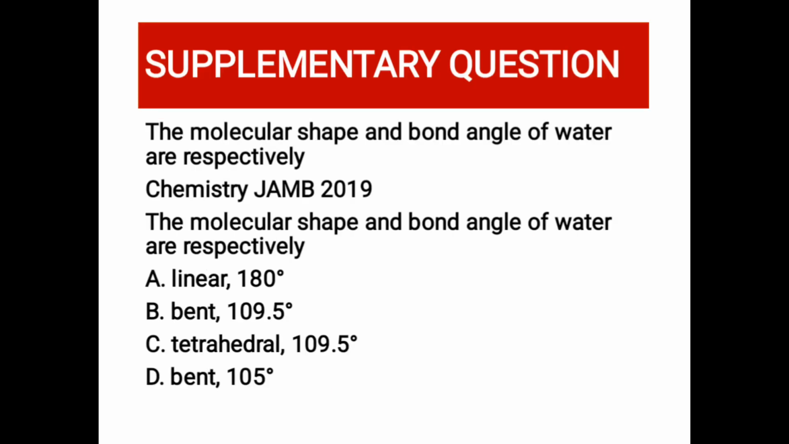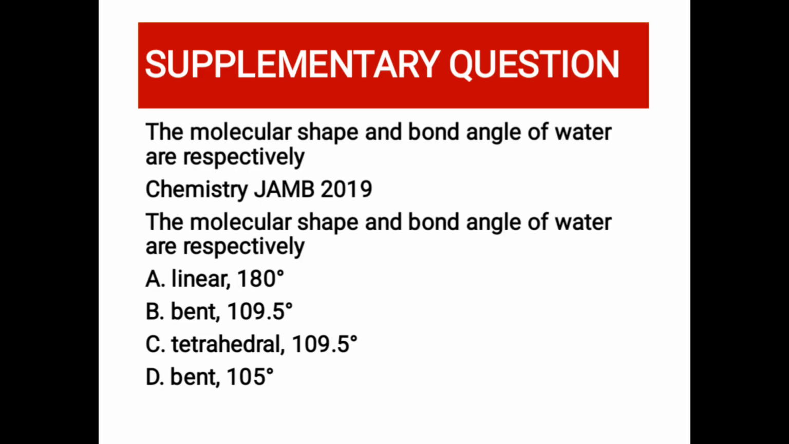A supplementary question will be JAM 2019. The molecular shape and bond angle of water respectively are bent and what? 105 degrees. Please take note of that. Bent and 105 degrees, not 109. 109 is for tetrahedral, but for a bent shape, the bond angle has reduced because of the lone pair, as we have mentioned. So you have bent, 105 degrees, and the answer is D.